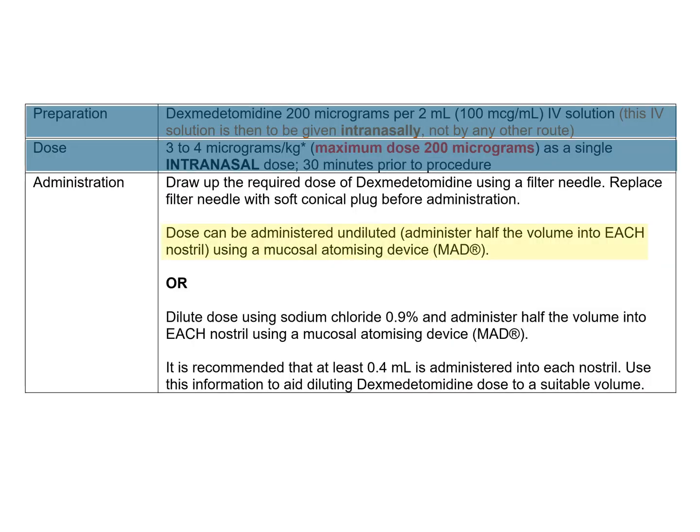The dose of dexmedetomidine can be given either neat, with half the volume given into each nostril using a mucosal atomizing device. Alternatively, it can be diluted with 0.9% saline and half the volume administered into each nostril using the same device. It is recommended that at least 0.4 ml per nostril is given.